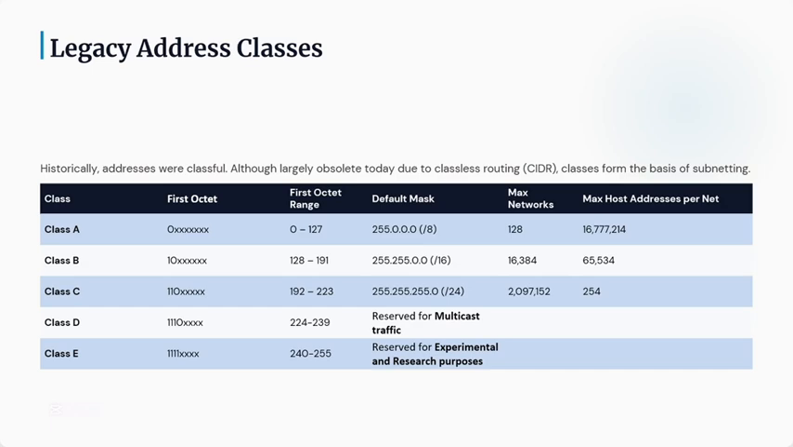Now, what about the rest of the numbers? The ranges don't stop at 223. This brings us to Class D and Class E, which function very differently because they do not use default subnet masks and cannot be assigned to normal host devices.